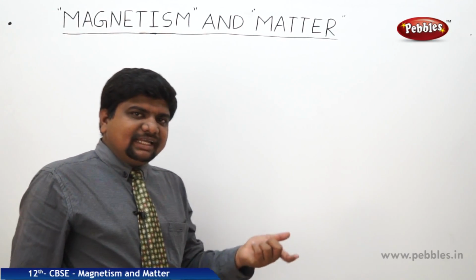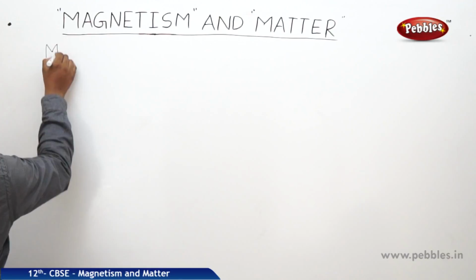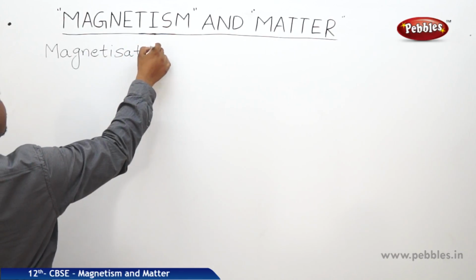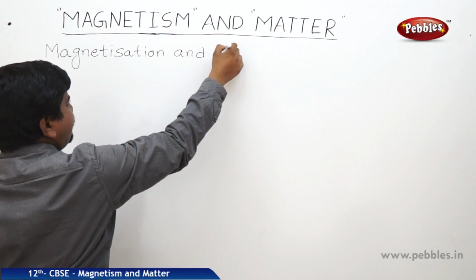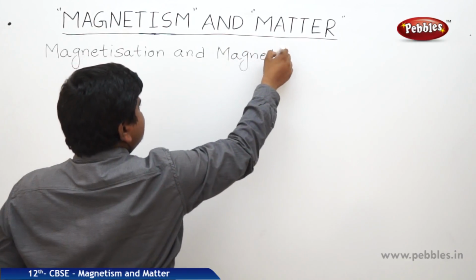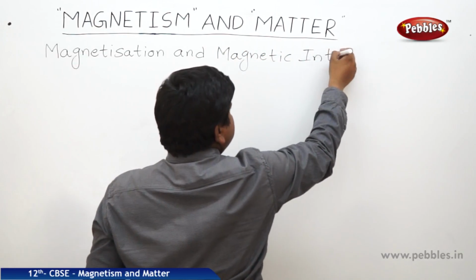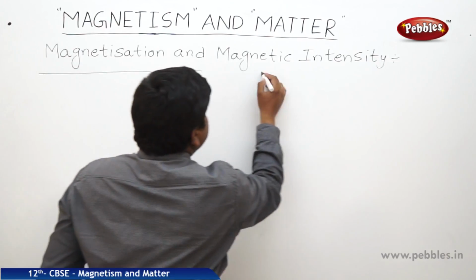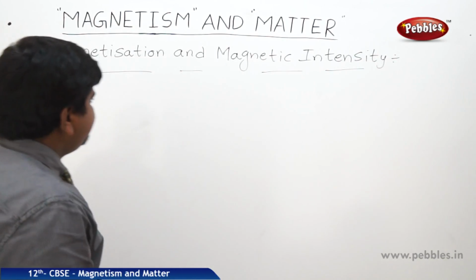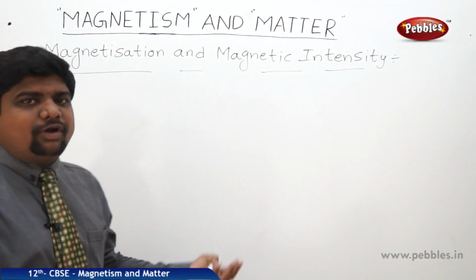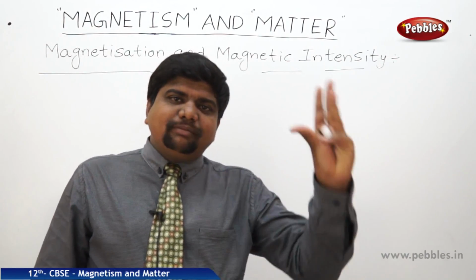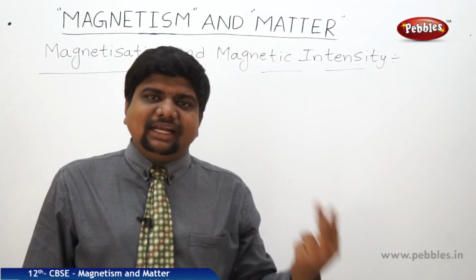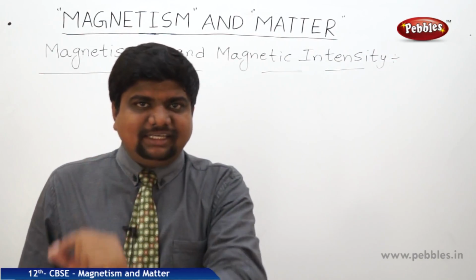The next concept is magnetization and magnetic intensity. These two concepts are correlated to each other. If you take a solenoid, its interior contains two different magnetic fields, an interior field and an exterior field. The total magnetic field due to the solenoid is the sum of the interior field plus the exterior field.